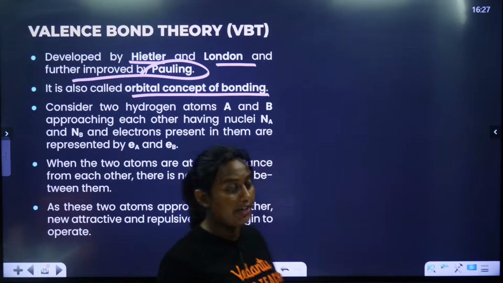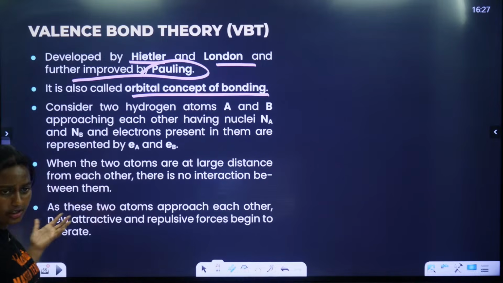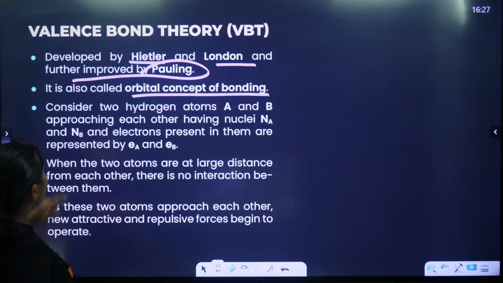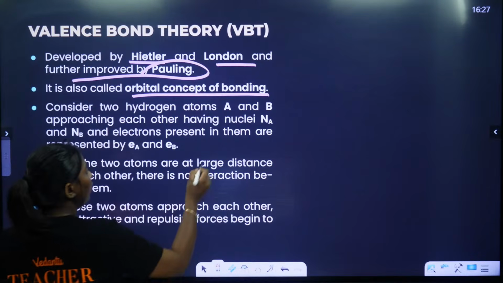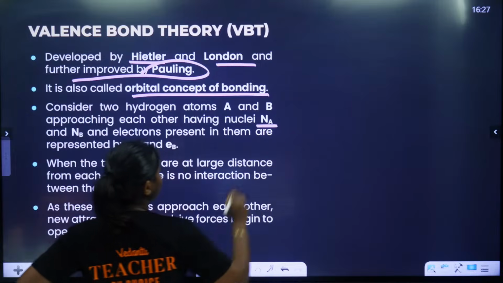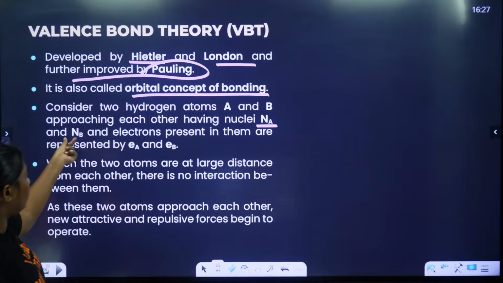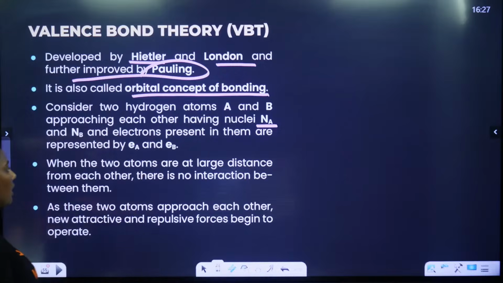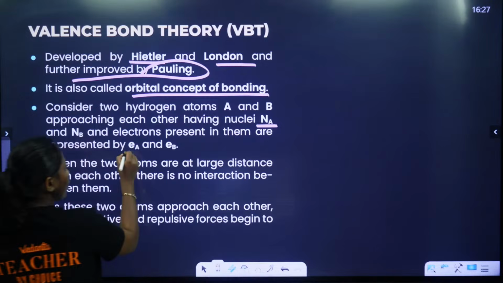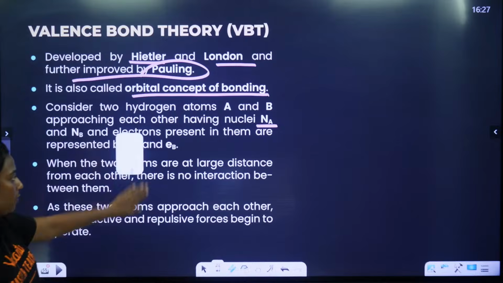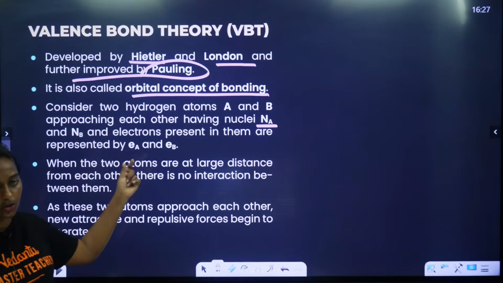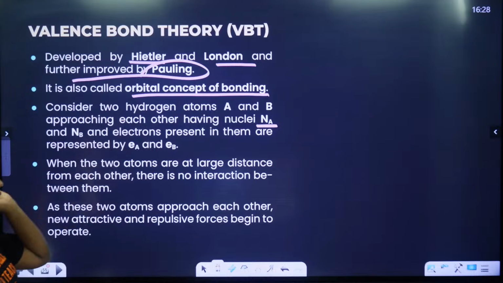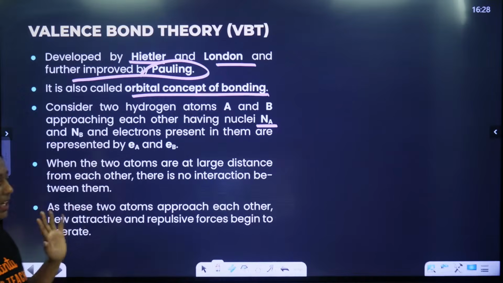So, consider two hydrogen atoms, A and B, approaching each other, having nuclei. Na means the nucleus of A and Nb means the nucleus of B, and the electrons present in them are represented by Ea and Eb. Ea represents the electron of atom A and Eb represents the electron of atom B.